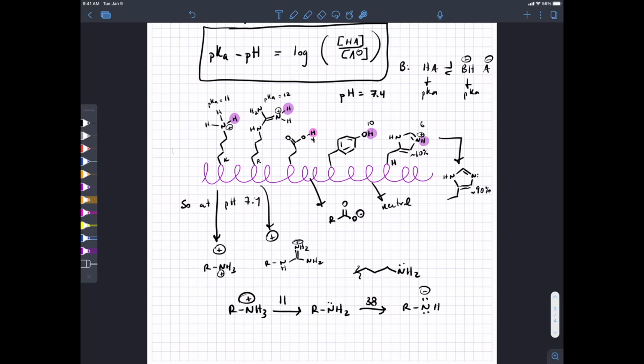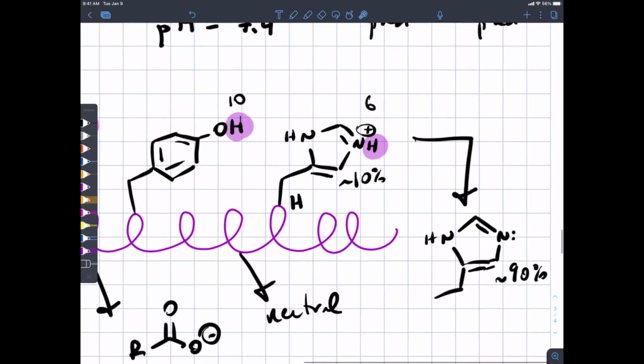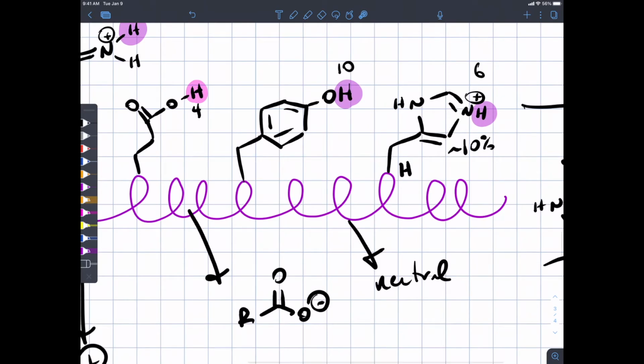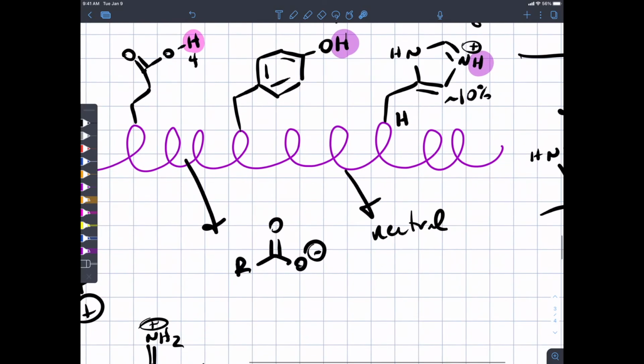Others? Yeah. On the structure second from the right on the protein chain, it says it's neutral. Why is that? Because you have a pKa of 10, right? Yes, that's because its acidic form is neutral. The conjugate base form is negative. So at pH 7, 10 minus 7 is a positive number. So yeah, the acidic form dominates, which just happens to be neutral for that acid.